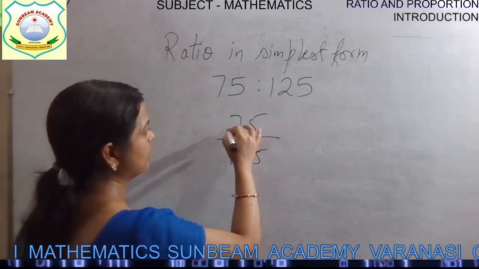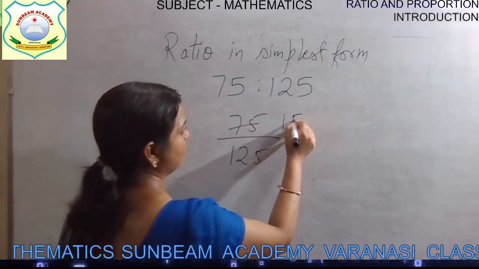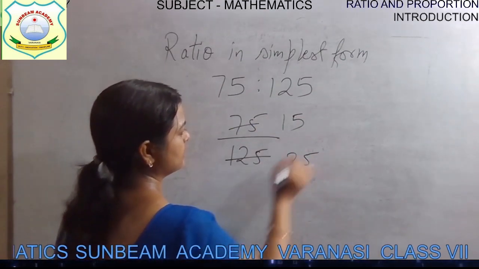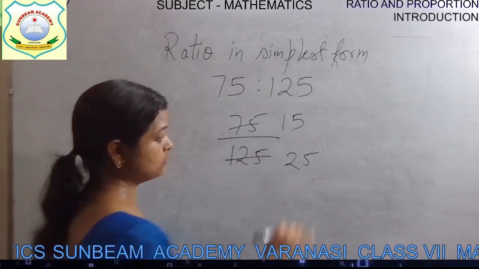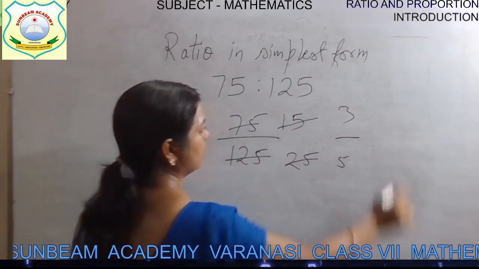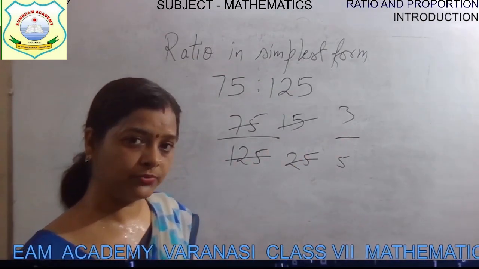So 5. 5 ones are 5, 6, 7, 2 is left. So 5. Now here 5 2s are 10, 5 5s are 25. Again it is not in simplest form. So again you will divide it by 5. 5 3s are 15, 5 5s are 25. Now 3 by 5. So in 2 steps you are getting the simplest form.